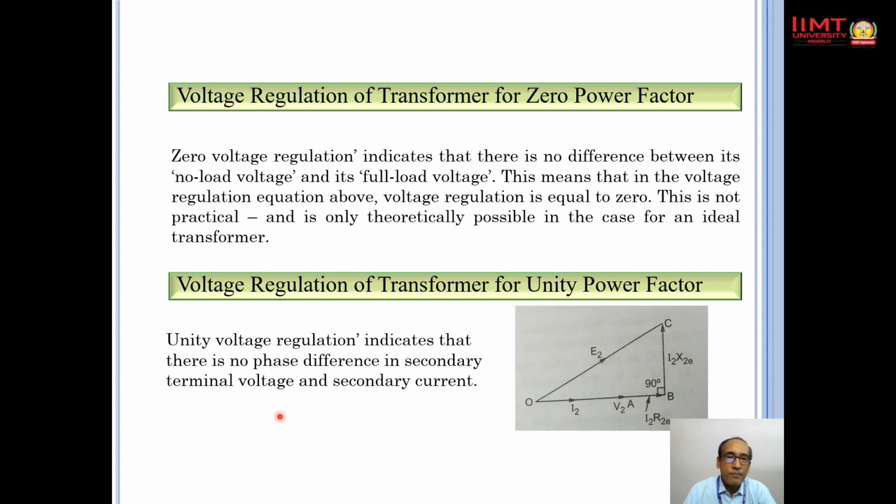Now, finally, voltage regulation for the transformer for unity power factor. Unity power factor means phi 2 is equal to 0. So we can say cos phi 2 is equal to 1. So in the previous equation where we get cos phi 2, we can replace phi 2 by 0. So we will get cos phi 2 is equal to 1. So this shape will appear here. I2R2 is the resistive voltage drop, and I2X2 gives just a right angle triangle shape. So unity voltage regulation indicates there is no phase difference between the secondary terminal voltage and secondary current.